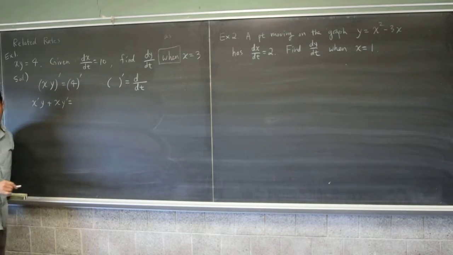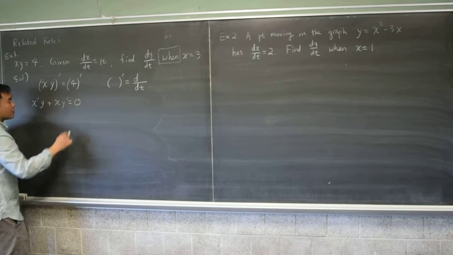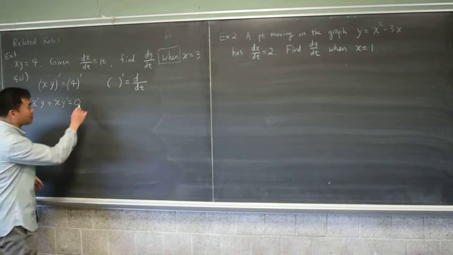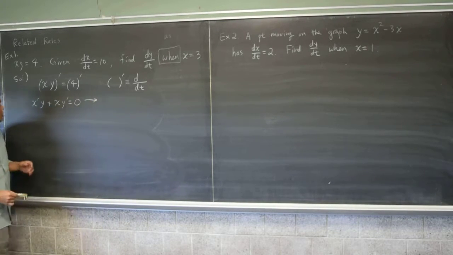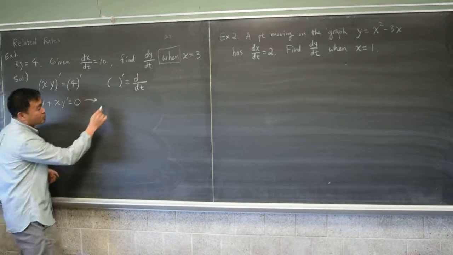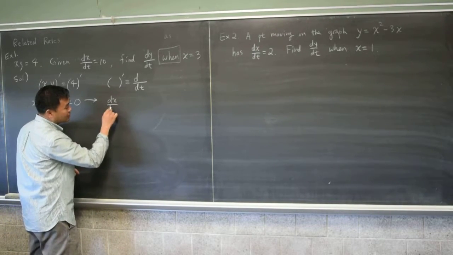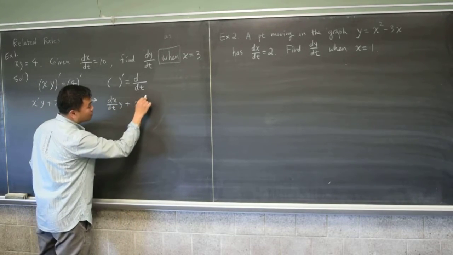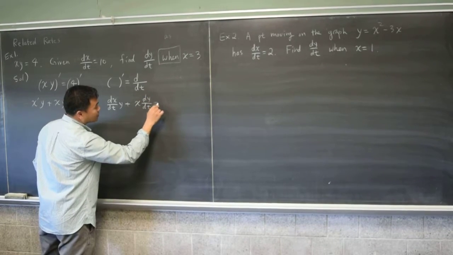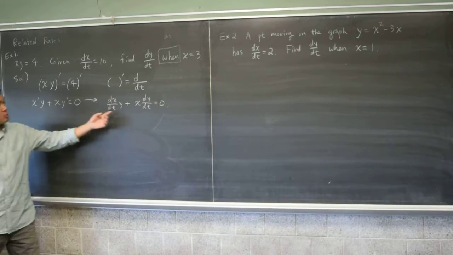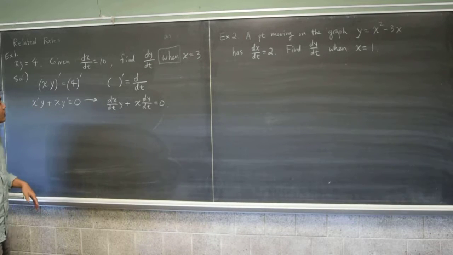What's the derivative of 4? 0. Okay. Now, question. What's x prime? dx/dt. It's not 1. It's dx/dt. Well, it's 10. But I just want to point this out: this prime is differentiation with respect to t. And therefore, this is dx/dt times y plus x times dy/dt equals 0. So that's the relationship between the derivatives and the function.